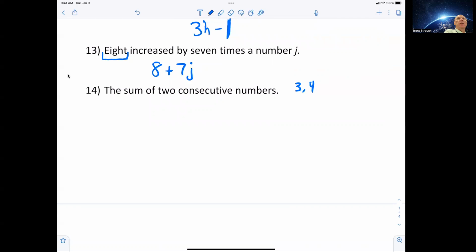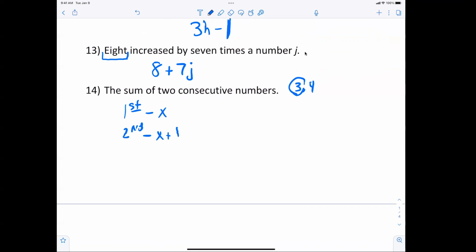X plus 1. So what is the first number? X plus 1 plus 1. Nope. Do I know what the first number is? No. So that's what? Variable. X. What's the second number, Oliver? X plus 1. That's what I want everybody to write down. The first number is X. The second number is X plus 1.